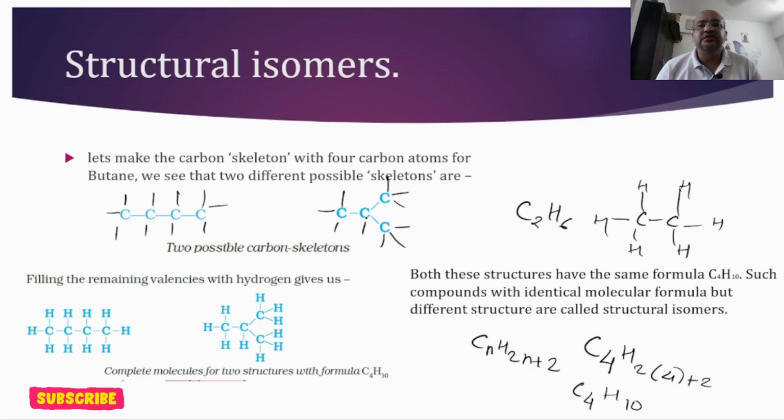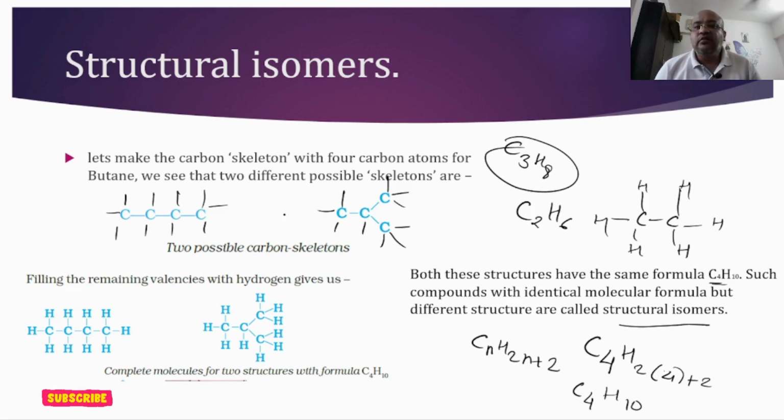Two structures are possible in this case, which was not possible in ethane as well as in propane. C3H8, if you try, only one structure will be possible. So only from butane you will see that two structures are possible. Both these structures have the same formula, that is C4H10. Such compounds with the identical molecular formula but different structural formula are called structural isomers. Two structures we can have for butane.